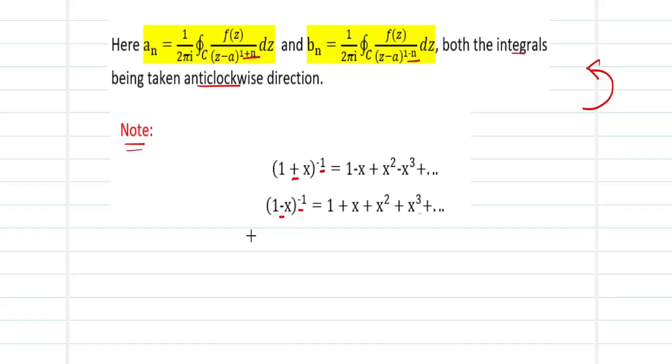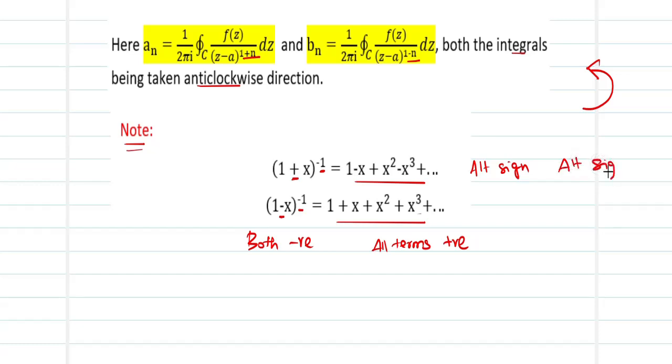Notice that if both of them are negative, then you can see that you have all terms to be positive. But if you have alternating sign in your expression, sorry, the power plus over here and minus over here, the series expansion also contains alternating sign with one positive, the other negative, one positive, another negative.